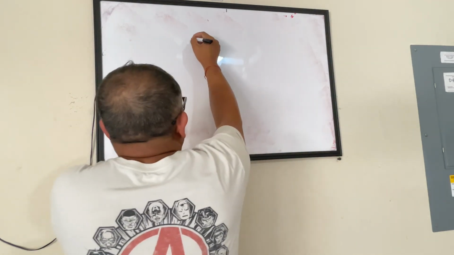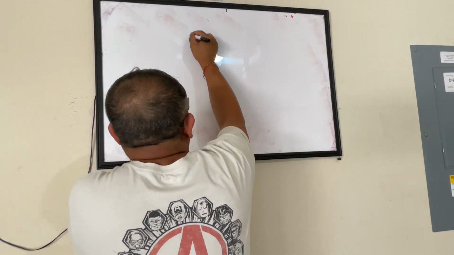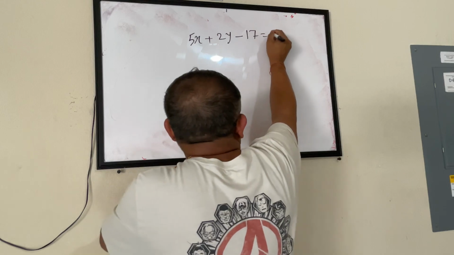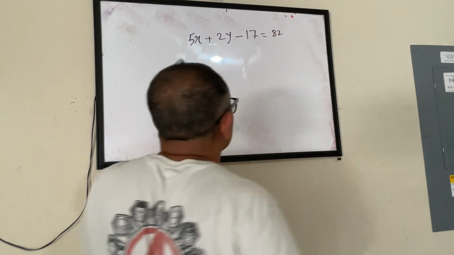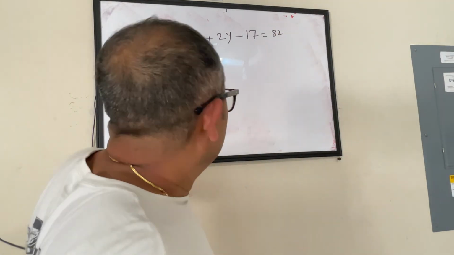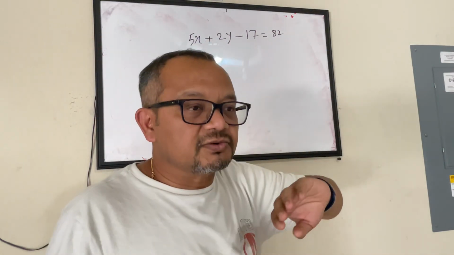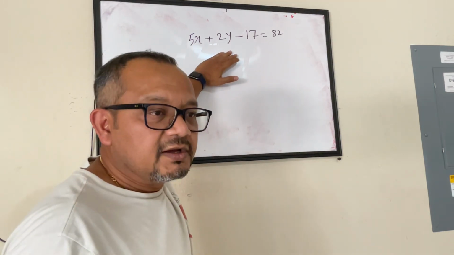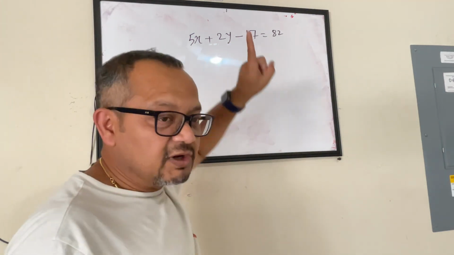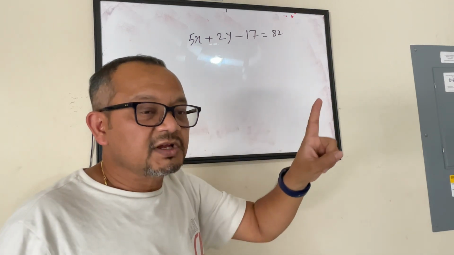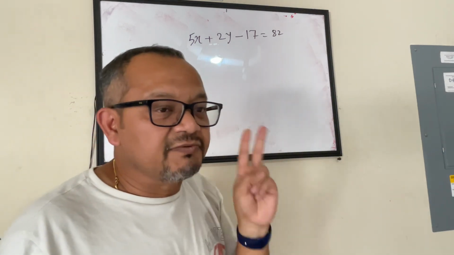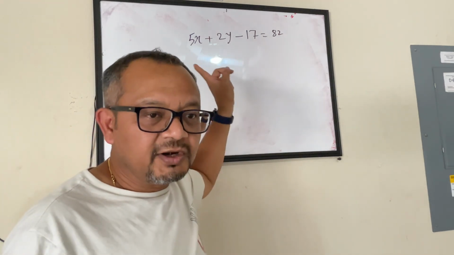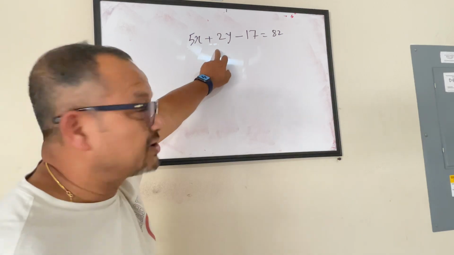Let's say you have an equation like 5x plus 2y minus 17 equals 82. You should try using this one equation to solve this whole thing. First of all, you cannot solve it, okay? You have 2 variables and only one equation. The thumb rule is you have to have as many equations as the number of variables. If you have 2 variables to deal with or solve for, you need at least 2 equations. So with this you cannot solve it.